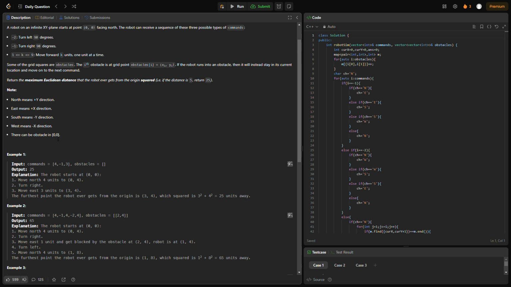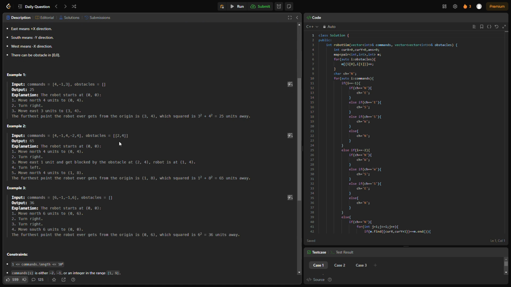There can be an obstacle at 0, 0 also. So this can be tricky. Like, there is an obstacle at 0, 0 also. Let's quickly check over the examples.